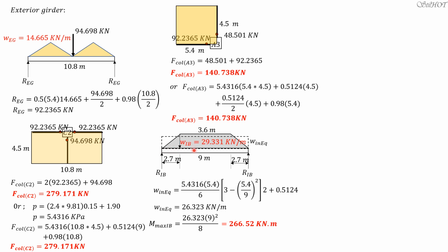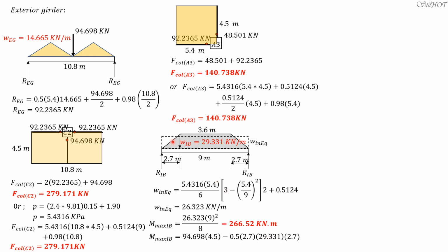Then minus the moment of the weight of the beam, which is 0.5124 times 4.5 times half of 4.5, 2.25. So that is RIB, 94.698 times 4.5. Then subtract the moment of this triangle, which is 1/2 or 0.5, the base is 2.7, the height is 29.21. I hope you can follow.